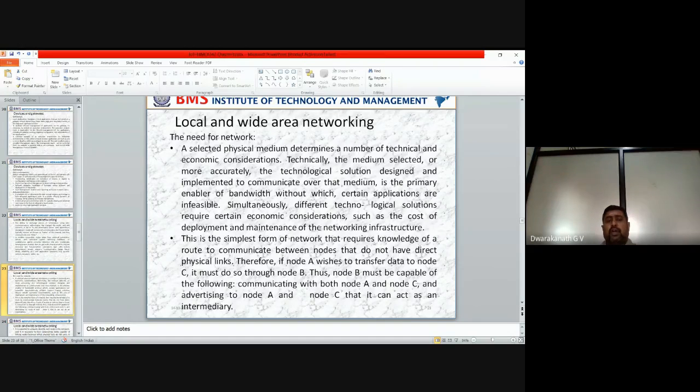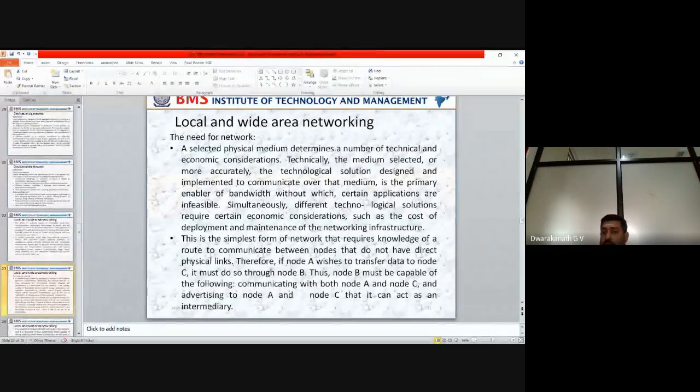Technically, the medium selected is more accurate, as we have discussed, and implemented to communicate over the medium. It is the primary enabler of bandwidth without which certain applications are infeasible. Simultaneously, different technological solutions require different economic considerations, such as the cost of deployment and maintenance of the networking infrastructure. Underline this. In the exam also you have to write this. The technological solutions require certain economic considerations such as the cost of deployment.